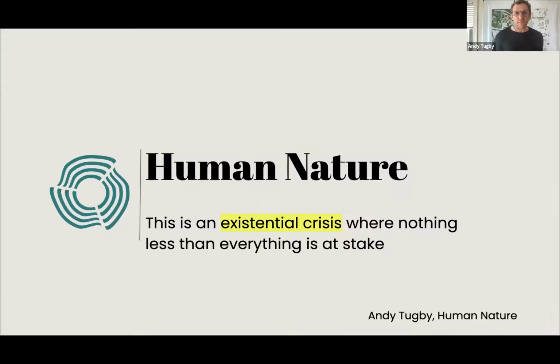One of the things that drives us is that there is an existential crisis where nothing less than everything is at stake. Human Nature was founded in 2015 by Jonathan Smales and Michael Manelson, two former directors of Greenpeace. It grew out of Beyond Green, which was a leading UK sustainability consultancy focusing on sustainable development. We're predominantly a campaigning business, developing ventures that enable people to flourish and thrive while living within the planet's limits.